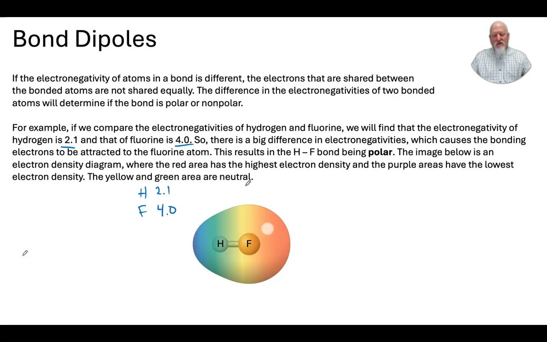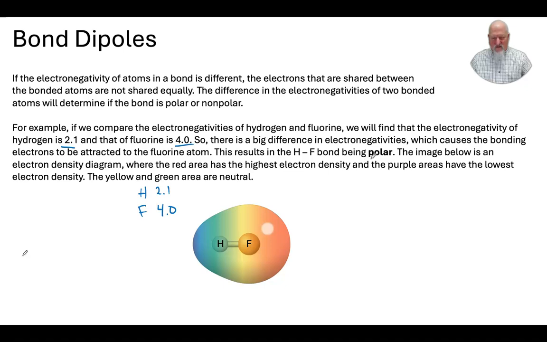So this is an electron density map. When we saw the chlorine, it was all green. In this case, it's not all green. We've got a kind of blue or purple end down by the hydrogen. That means there's a lack of electrons over there. And the fluorine has a red end, which means there's an excess of electrons over there. So the electrons that were shared just aren't shared equally. They spend more time near the fluorine than they do the hydrogen, and it causes this effect.